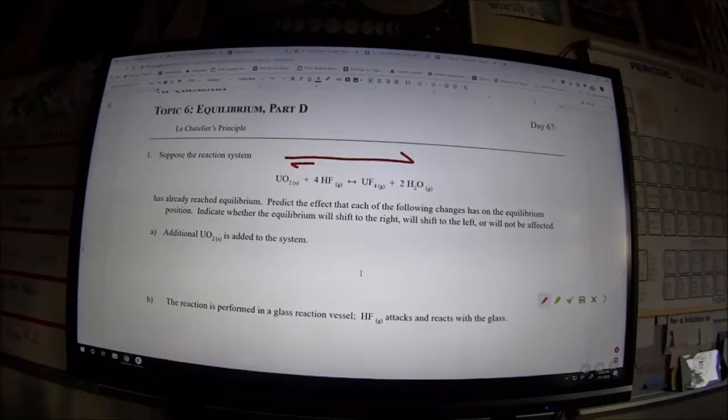Yes, ma'am. So if there's more products, then you shift left? Ooh, what do you mean more products? Going back to Q, if I take products away, I'm shifting right. If I add more products, I shift away. That's what I want you to know: shift toward the removal, shift away from the addition, and we start at equilibrium.